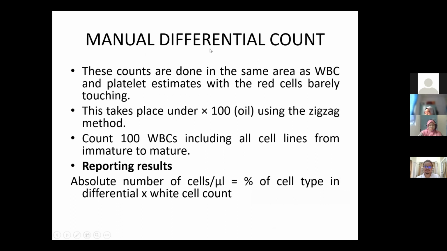So this counts for the manual differential count. We are the white blood cell, dia ada 5 subset yang paling utama. So we need to then do a manual differential count for each of them. These are done in the same area as WBC. Yang tadi saya tunjuk first kali tadi, kita count all. Okay, kita count all. Now we want to do the manual differential count. Okay. We count 100 WBC, including all cell lines from immature to mature, and then we report the results using this formula.